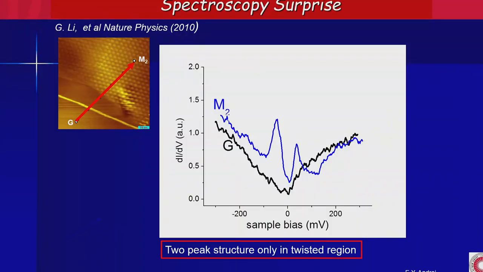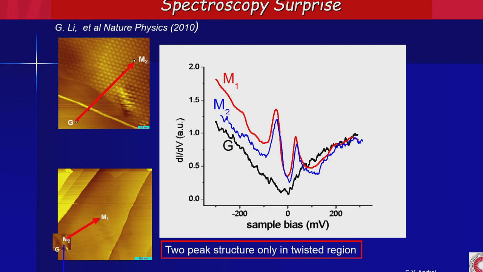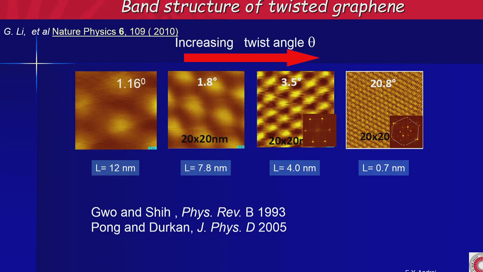Now we go inside the moiré pattern, boom, we see huge peaks that appear. And those peaks are everywhere. No matter where you look, they're exactly the same on this twisted layer. This was really puzzling. What's going on? The band structure has completely changed with this twist. Then we look at various angles: 1.16, the period is 12 nanometers; 1.8, 7.8; 3.5. So you see the period gets smaller and smaller as the angle becomes larger and larger.